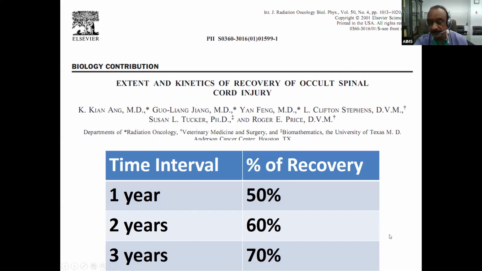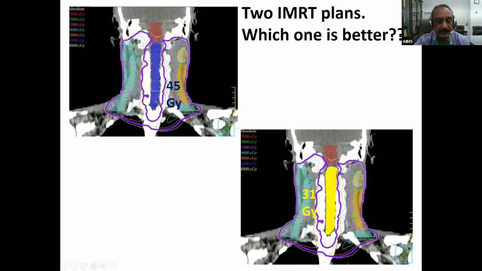So with this background, now I show you the two IMRT plans of the same patient of head and neck cancer. In one plan, you have put a spinal cord constraint of 45 gray. On another plan, you put a constraint of 31 gray, and you see in both plans, there is no compromise in target coverage. And if I ask you which plan is better, now with this knowledge, with this understanding, all of you should say that this plan is better.